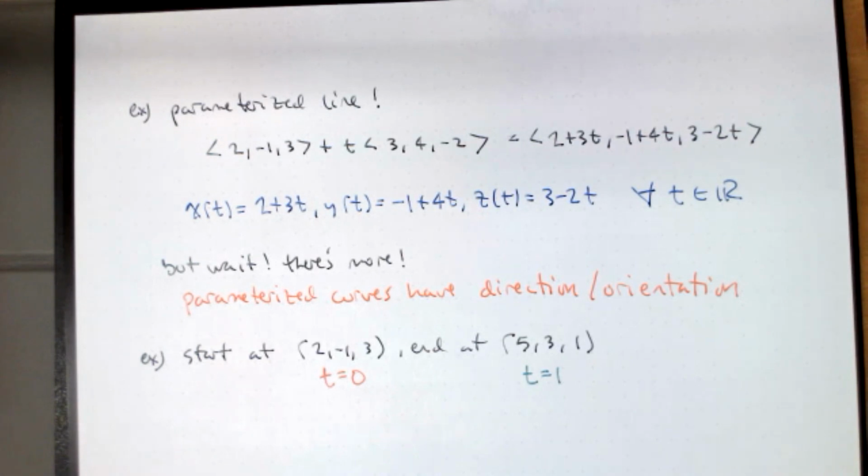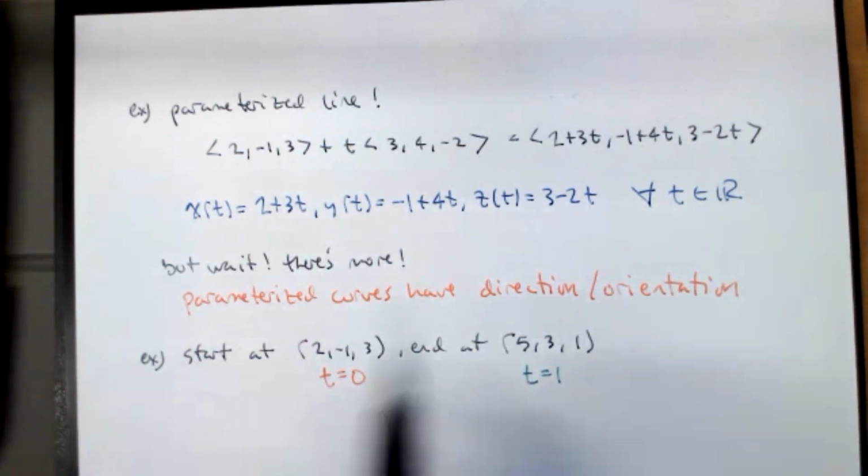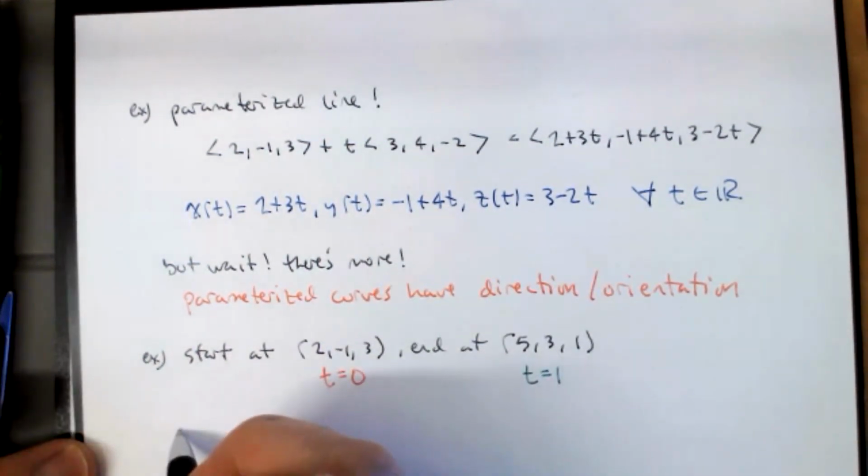So when t is equal to 0, we want to make sure we have 2, -1, 3. And when t is equal to 1, we want to make sure we have 5, 3, 1. So our equations are just like we had above.